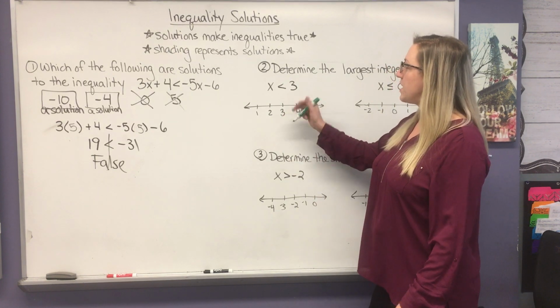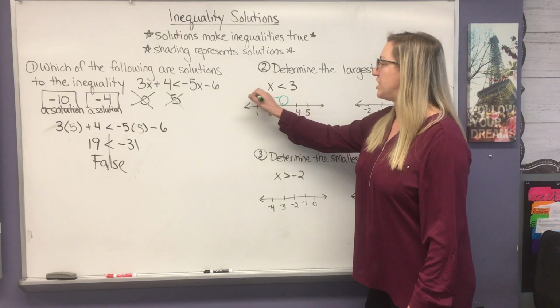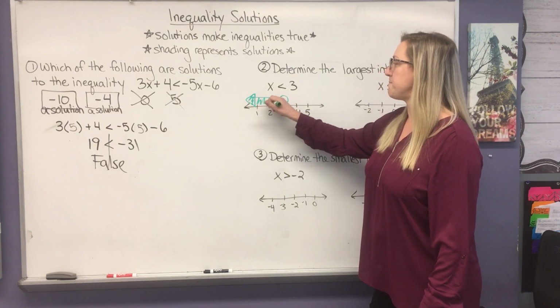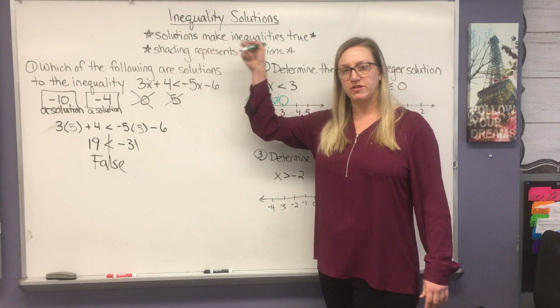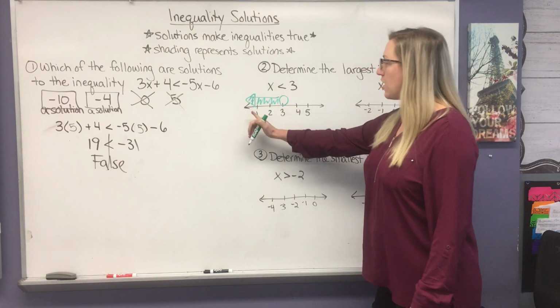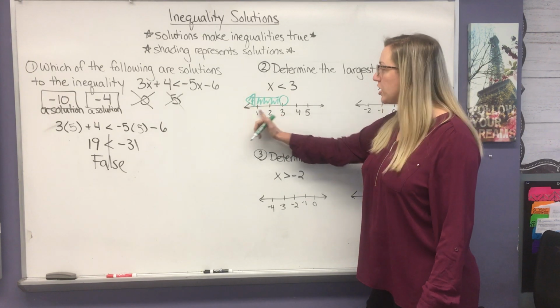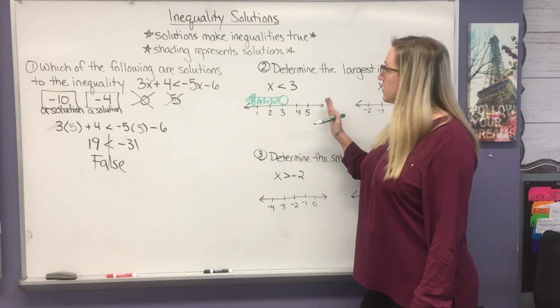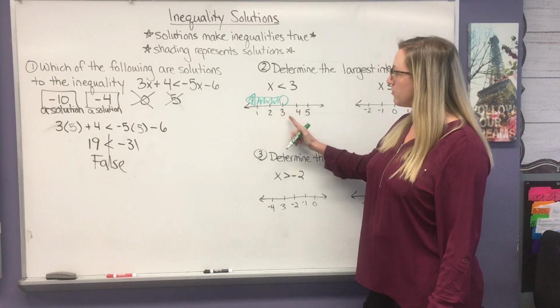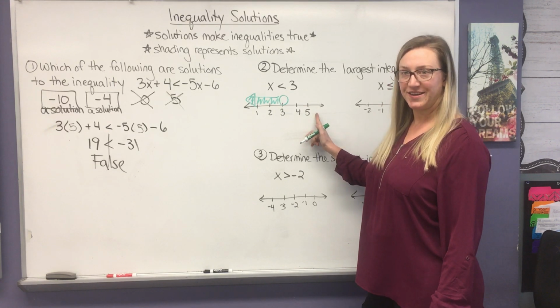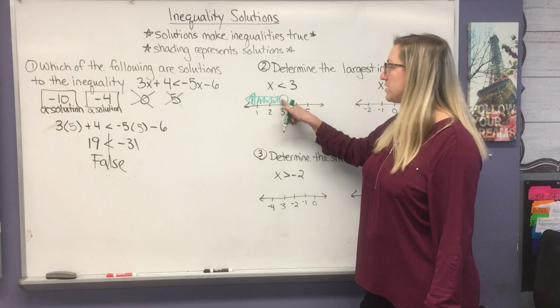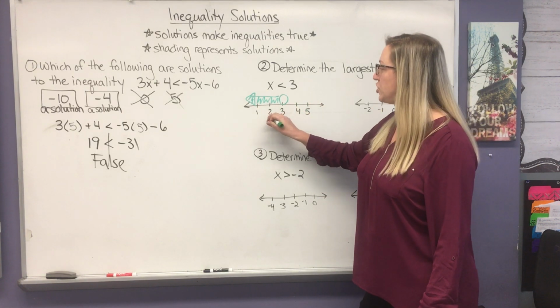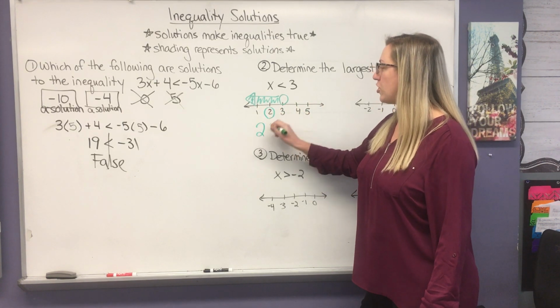On my number line, I'm going to use an open circle and shade to the left for less than. Now I bring in the idea that shading represents solutions. Which is the largest integer that is shaded? Well, 5 isn't shaded, 4 isn't shaded, 3 is also not shaded, so 2 winds up being your largest.